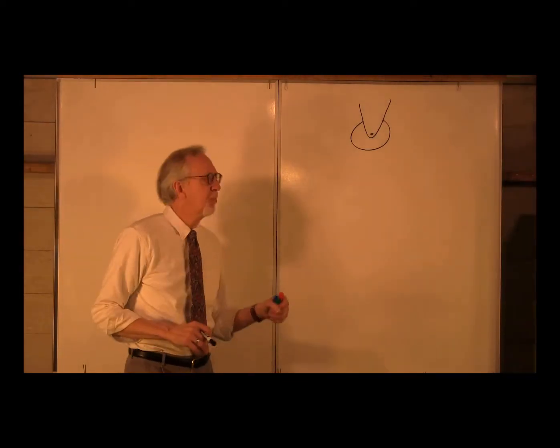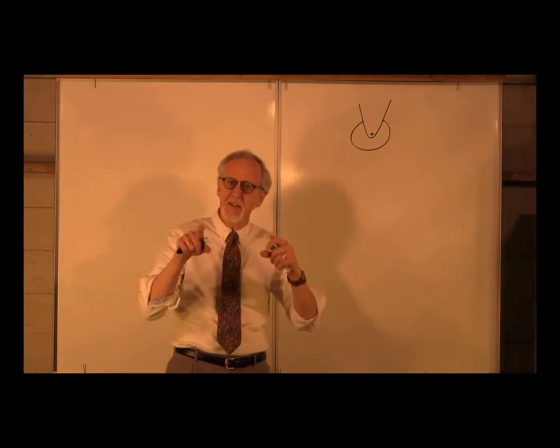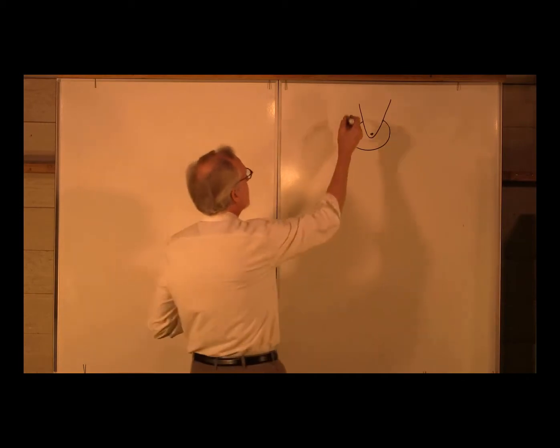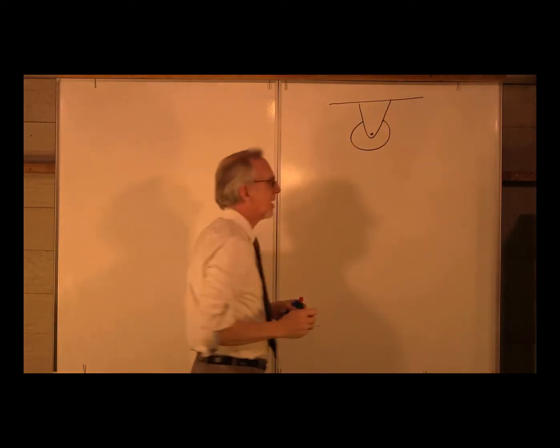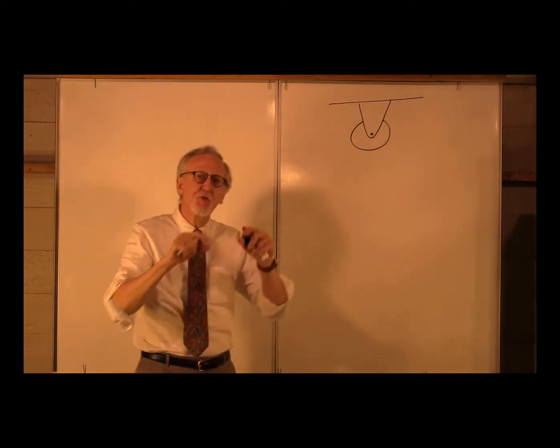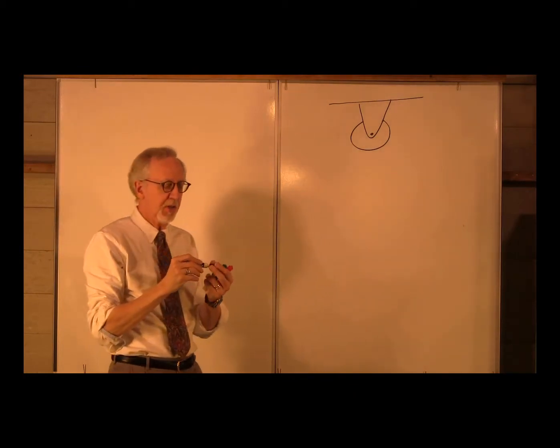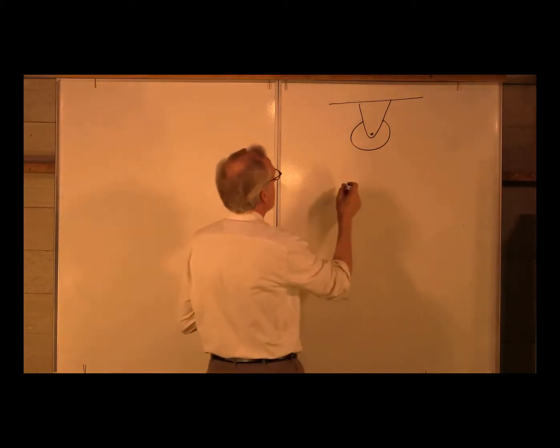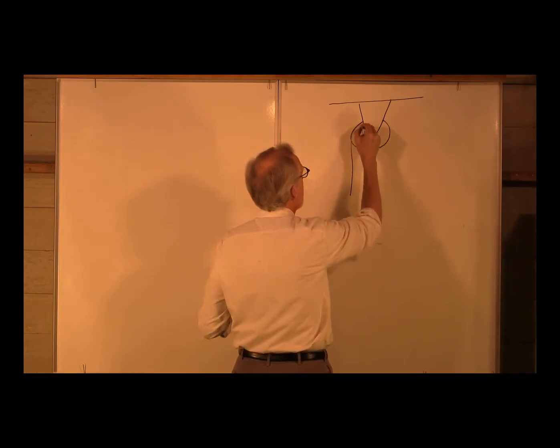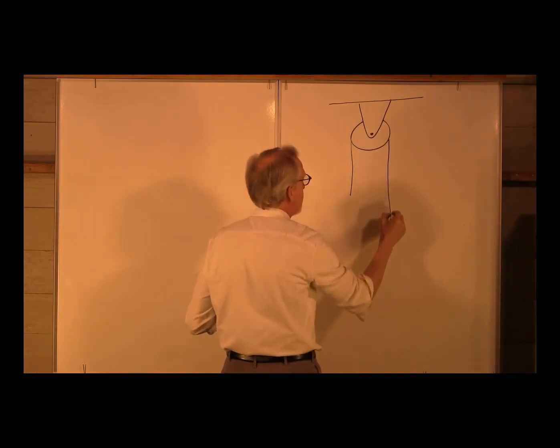Let's imagine that we have a pulley. A pulley is like a wheel that can spin. And this pulley is attached to, let's see, the ceiling up above. Now we take a string and put it over the pulley. So we've got a string that goes up one side, around the pulley, and then back down the other side.